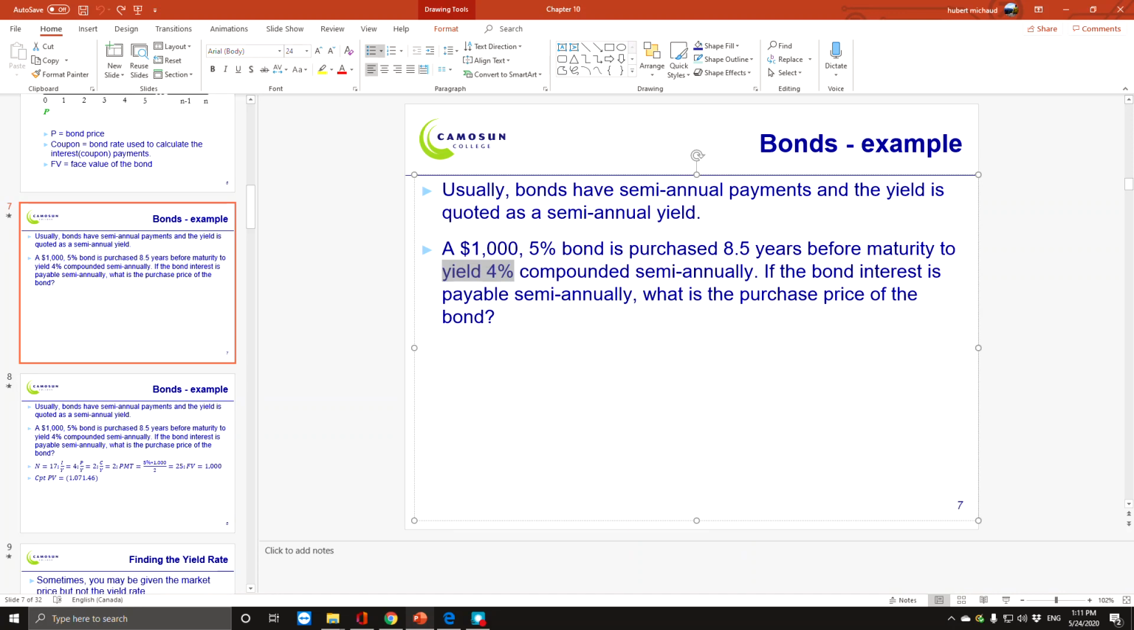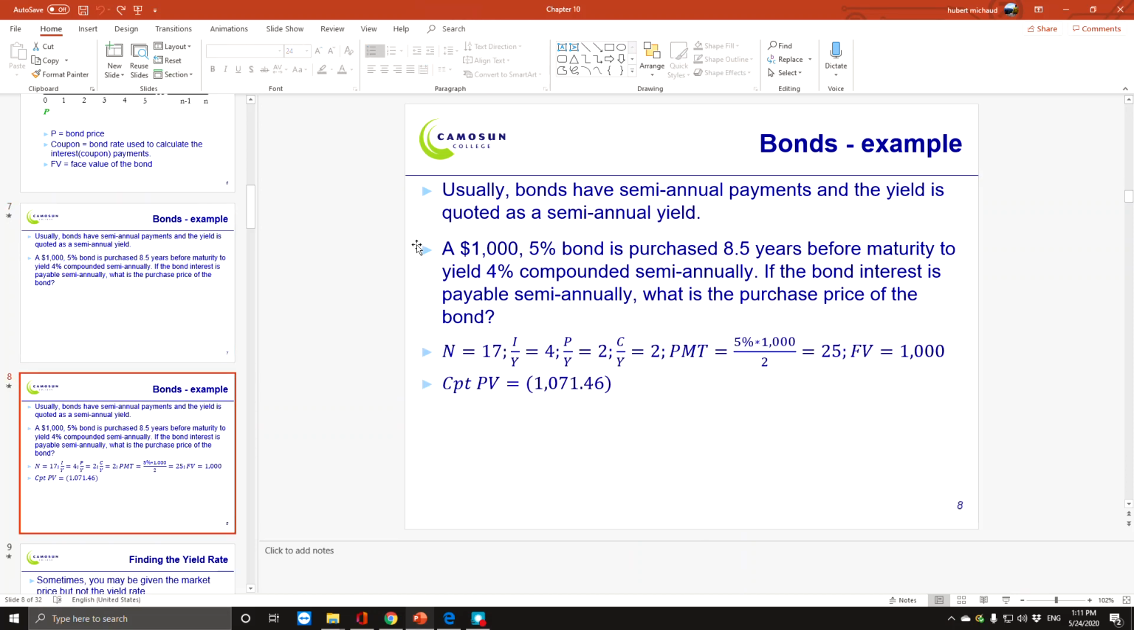The bond yields 4.4%. This means the interest rate, the yield on this bond, is 4.4%. This is what you're going to use as your I/Y in your calculator. A $1,000 5% bond, the 5% is what we call the coupon rate. It's what we use to figure out what interest the bond will pay. Okay, so I have all the answers here.